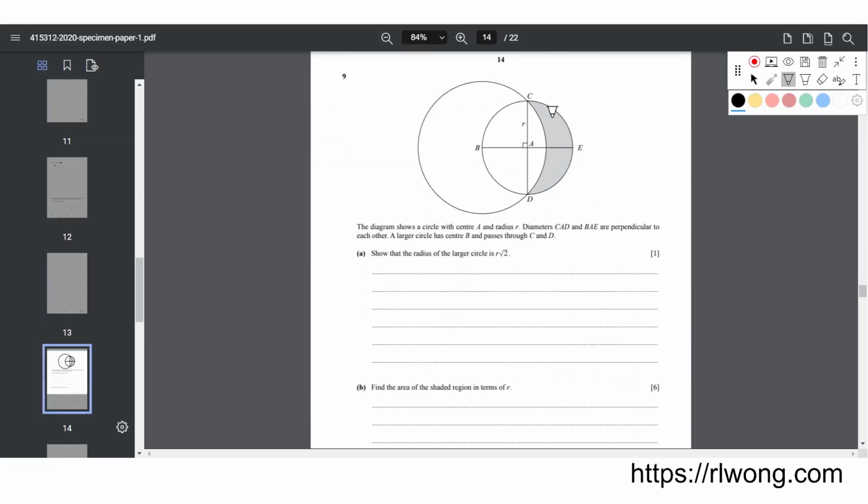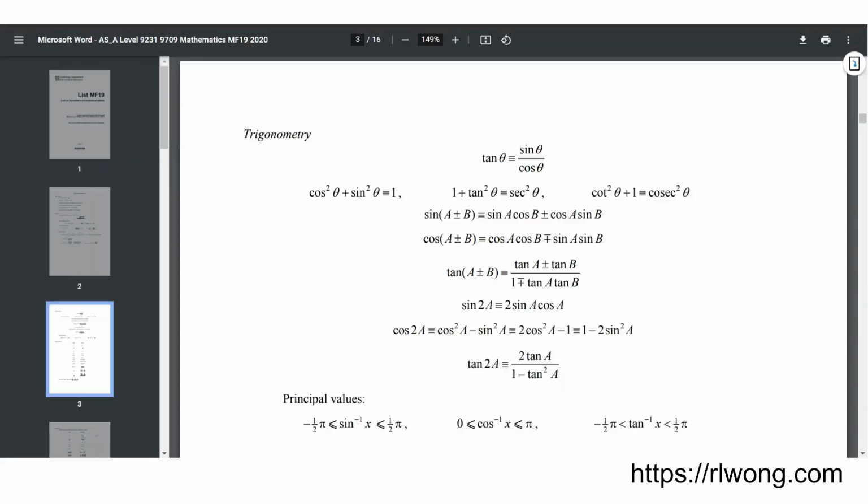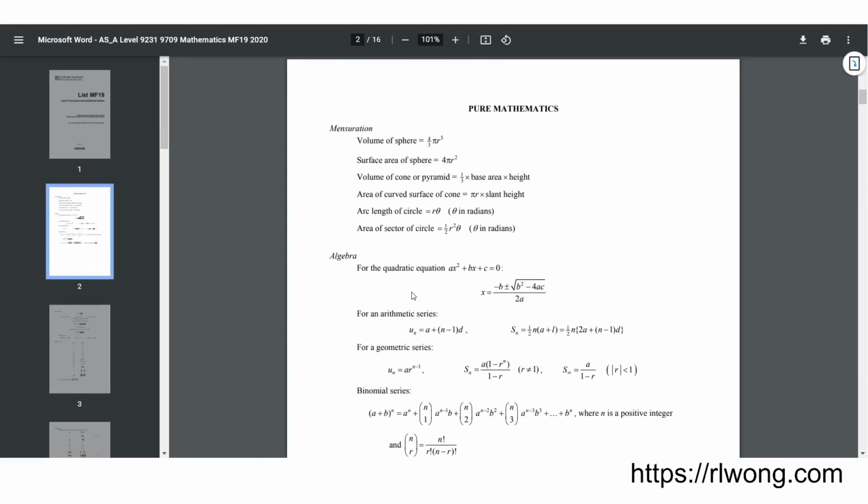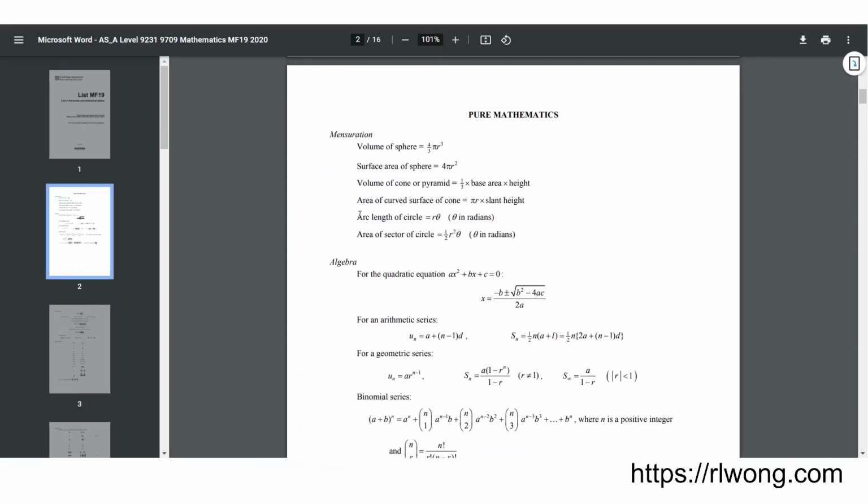Question 9 is a question on circular measure. So let's go to the formula. Are there formulas for circular measure? Okay, so you have them here. If you have arc length is r theta, where theta is in radians, area of sector of circle is half r squared theta. So you can make use of these formulas for circular measure.